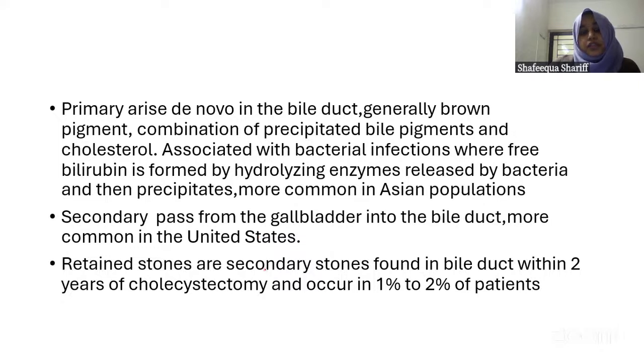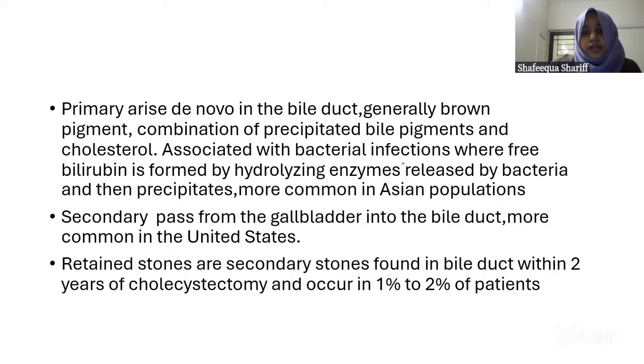So primary stones arise de novo in the bile duct. There are 3 types of stones which may be seen in the bile duct. One is the primary, one is the secondary, and one is the retained stones. Primary stones arise in the bile duct themselves, and they're usually brown in color, that's brown pigment stones. They're a combination of precipitated bile pigments and cholesterol.